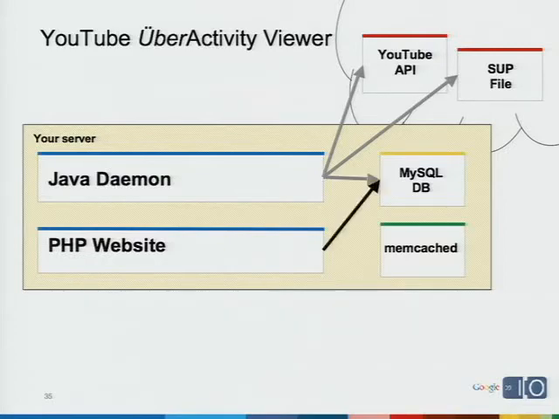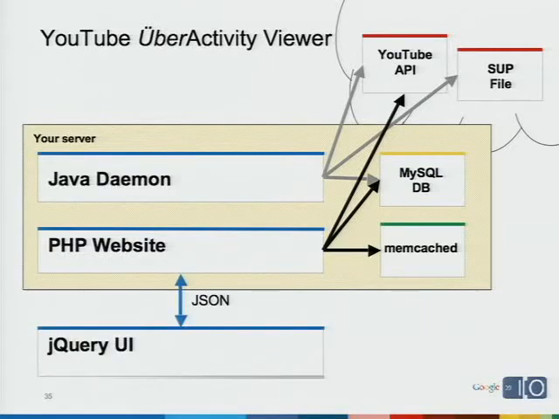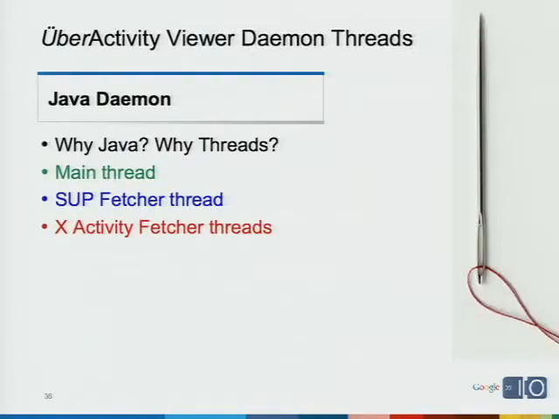The PHP website then just goes into the database to fetch recent activity for the site, goes to the YouTube API to fetch additional metadata about all the videos that have had activity, and then stores that metadata in Memcache, and once again, has a nice little JSON interface to our user interface. So pretty straightforward.